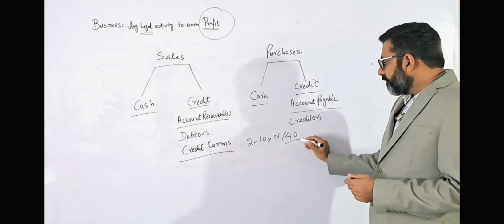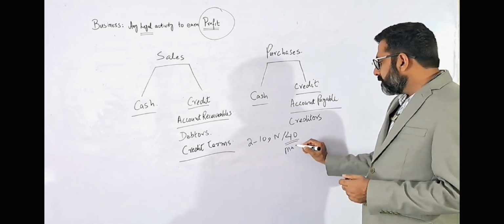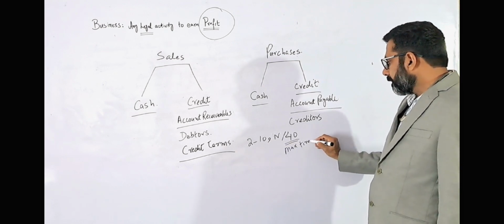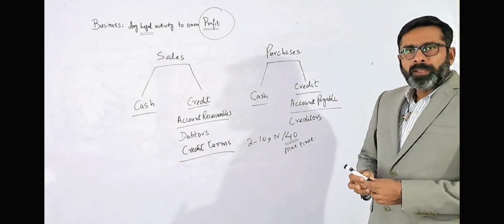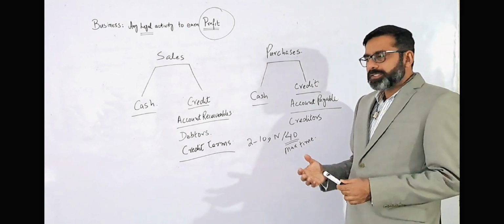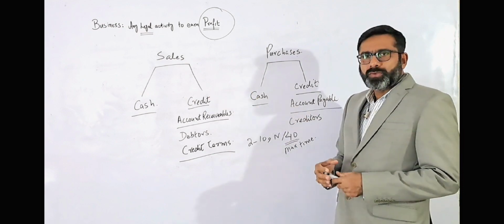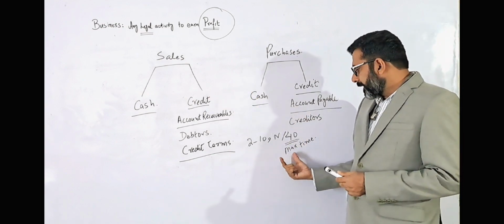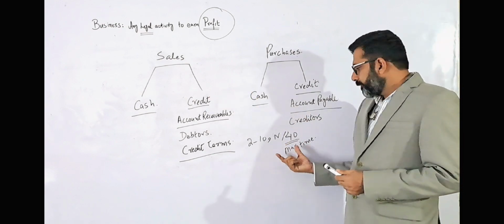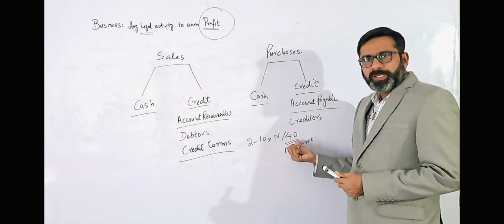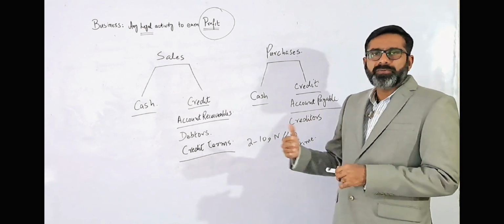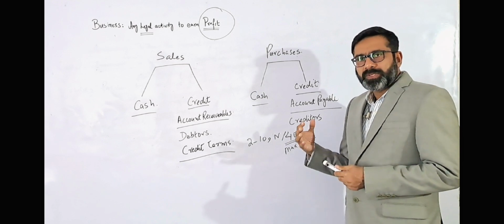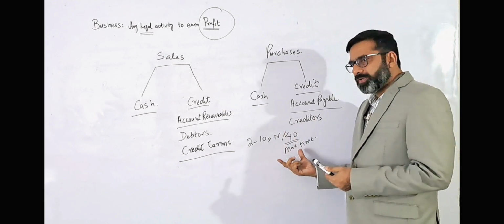This is what the 40 means, that is the maximum time for the payment or for the receipt. For example, you are selling the goods, you are giving these terms like the customer has to pay you within 40 days. That is the maximum time limit you have given, or the credit limit with respect to the days or the credit days you have given to the customer.